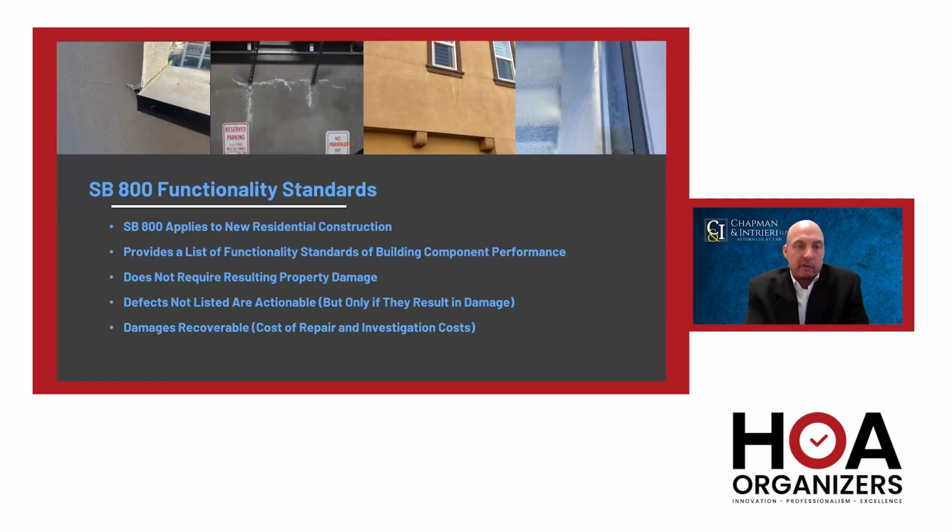As I mentioned, under SB 800, there are what are called functionality standards. The statute itself lists numerous components of construction, for example, windows, doors, decks, roofs, plumbing, etc., and describes how these components should function. One example is the statute provides that windows shall not leak, and roofing materials shall be installed such that they do not fall from the roofs. And if these standards are violated, then an HOA or homeowner, depending on who has standing, may bring a claim to have the SB 800 violations repaired or for money to make the repairs.